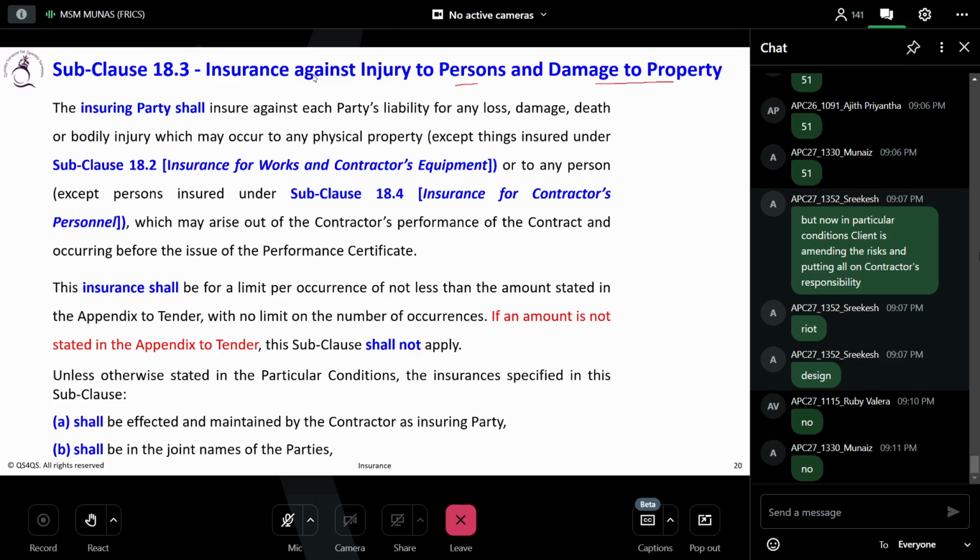So this insurance, similarly to what we discussed previously: the insuring party shall insure against a party's liability for any loss, damage or death or bodily injury which may occur to any physical property, except things insured under subclause 18.2. So whatever you already insured under 18.2, you don't need to repeat here. Do you understand? 18.2 talks about the works and the contractor's equipment. Here it talks about the person and the property.